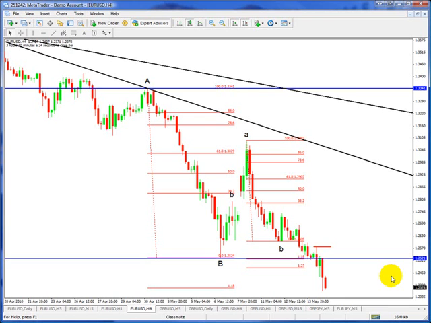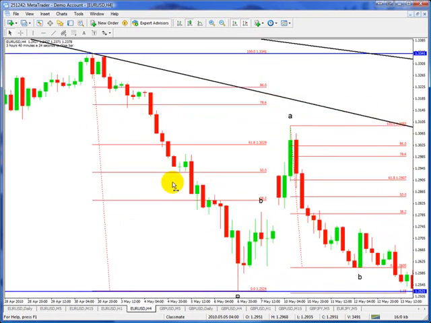Okay then, what I want to do is analyze a particular trade that I took today, and I want to explain how I analysed that trade and broke it down into numerous time frames. So first of all, let's take a look at the 4 hour. This is the Euro USD.